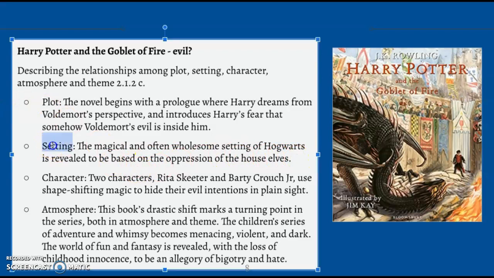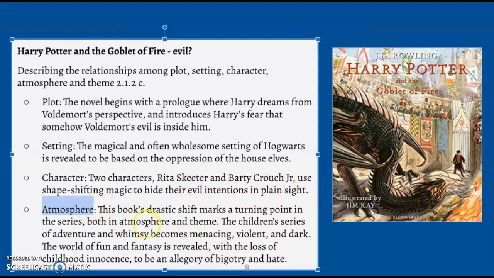Something that happens with the social setting in this text is that Hermione discovers that the house elves are basically enslaved by Hogwarts. There are these 2 characters that use shape-shifting magic to hide their evil intentions in plain sight.